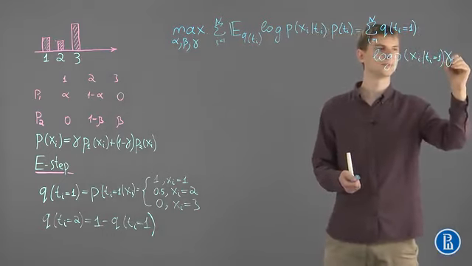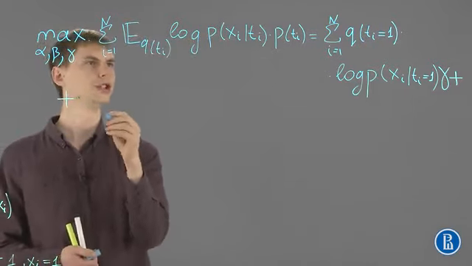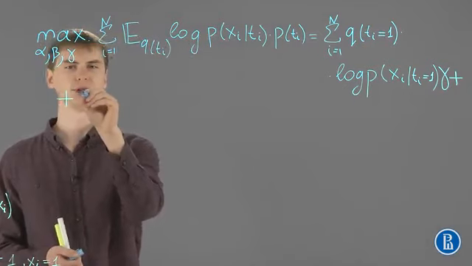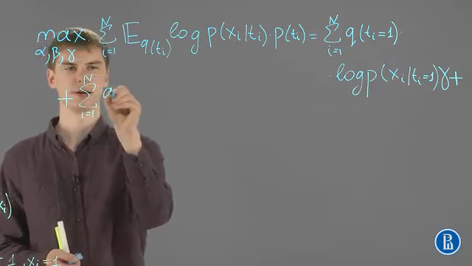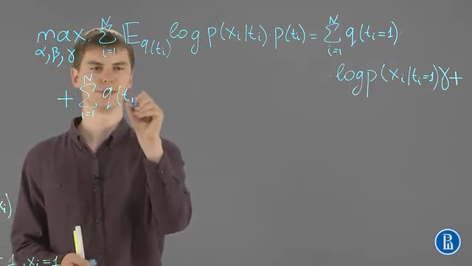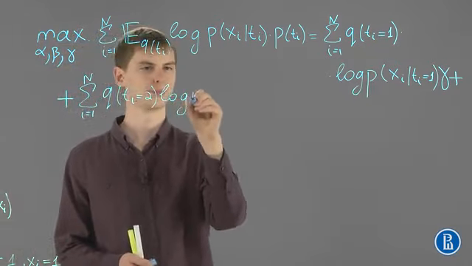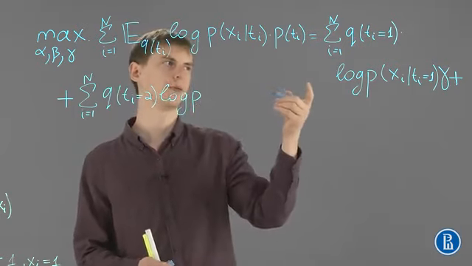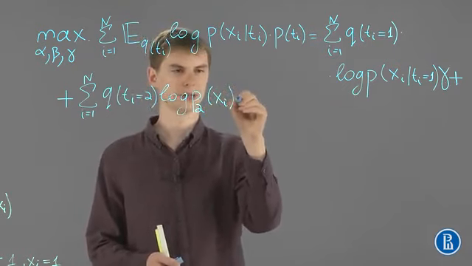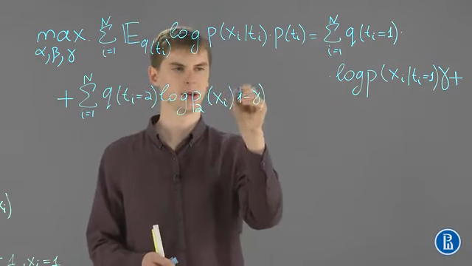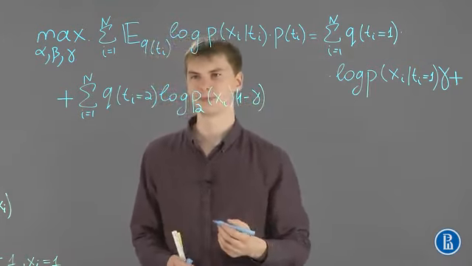Plus the second term, which is the same thing but for Ti equals 2. So again, sum with respect to all the objects in the dataset, the variational distribution Q, Ti equals 2, times the logarithm of the joint distribution, which is the logarithm of P of Xi given Ti equals 2, just P2 of Xi, times the prior, which is 1 minus gamma. And we want to maximize this thing with respect to parameters, so with respect to alpha, beta and gamma.